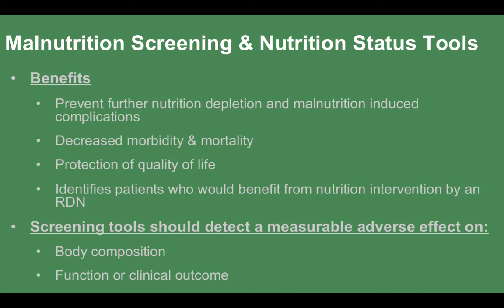Malnutrition screening tools should be able to detect a measurable adverse effect on body composition and function or clinical outcome. The Academy's Evidence Analysis Library suggests using the MST, MUST, MSTC, and PG-SGA for screening cancer patients. You will find these resources in the assessment toolbox.